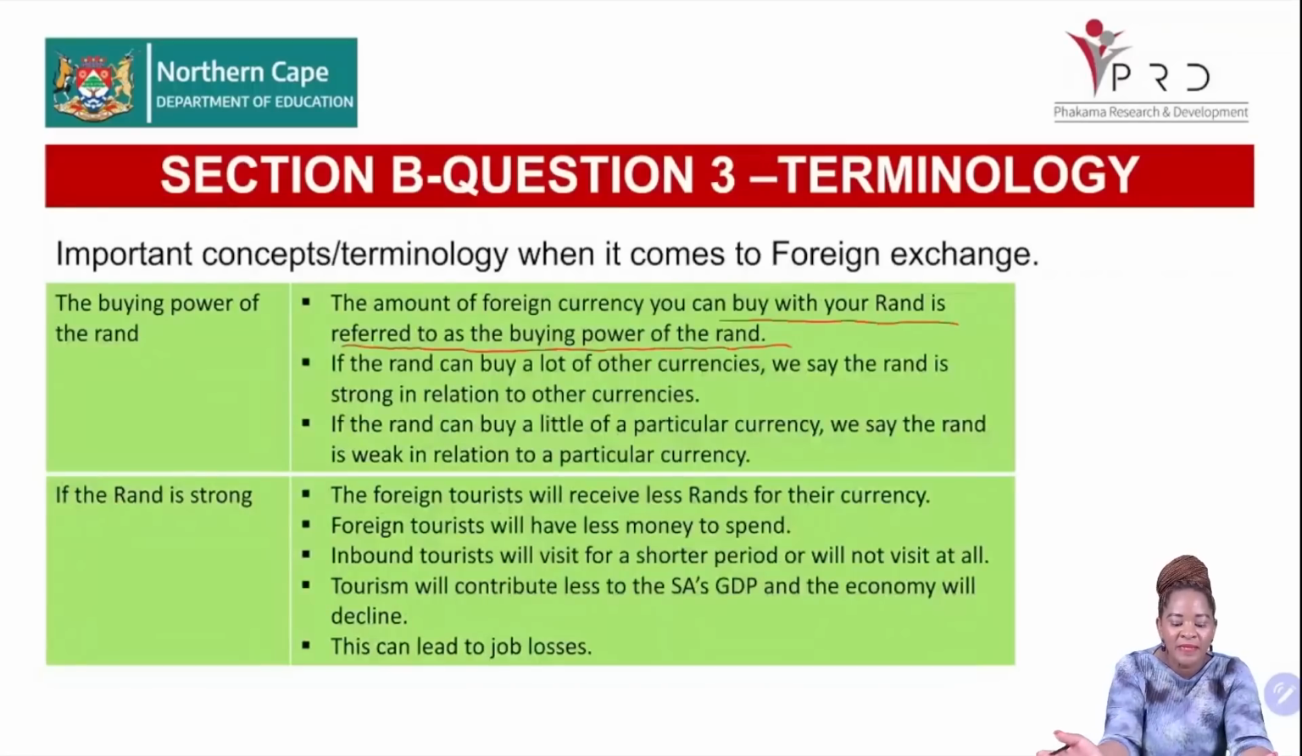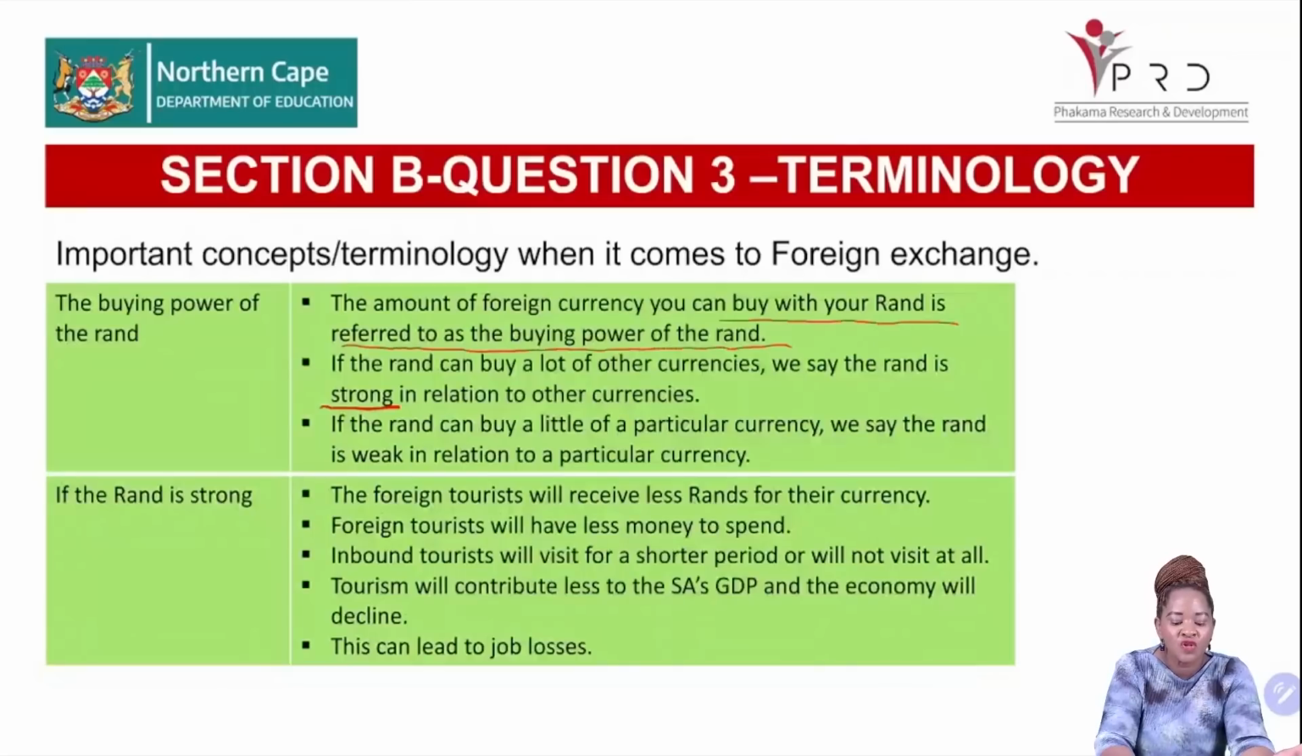And then if the rand can buy a lot of other currencies, we say the rand is strong in relation to other currencies. If the rand can buy a little of a particular currency, we say the rand is weak in relation to that currency. So this is the information that you need to know, especially under the buying power of the rand. Now, there is that concept of a strong and a weak rand, grade 12 learners.